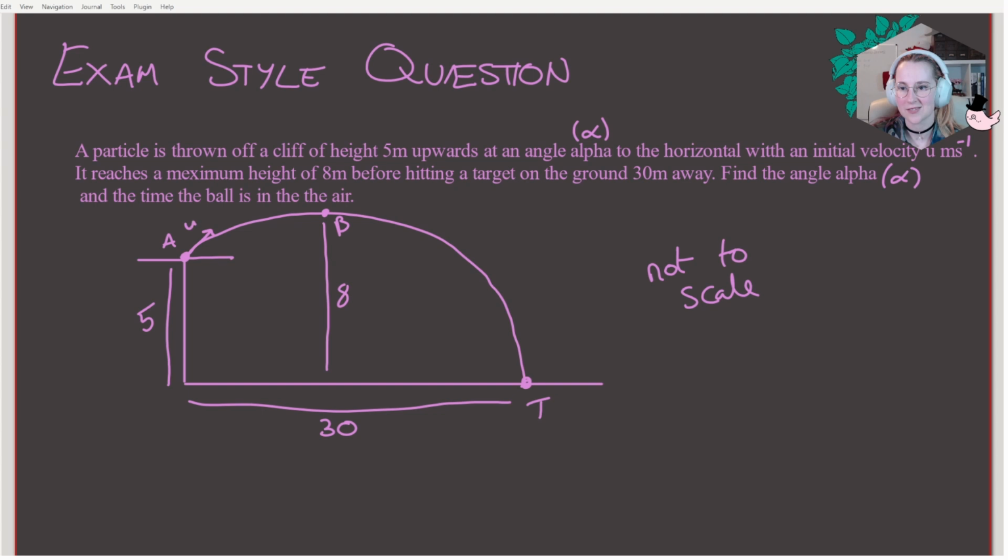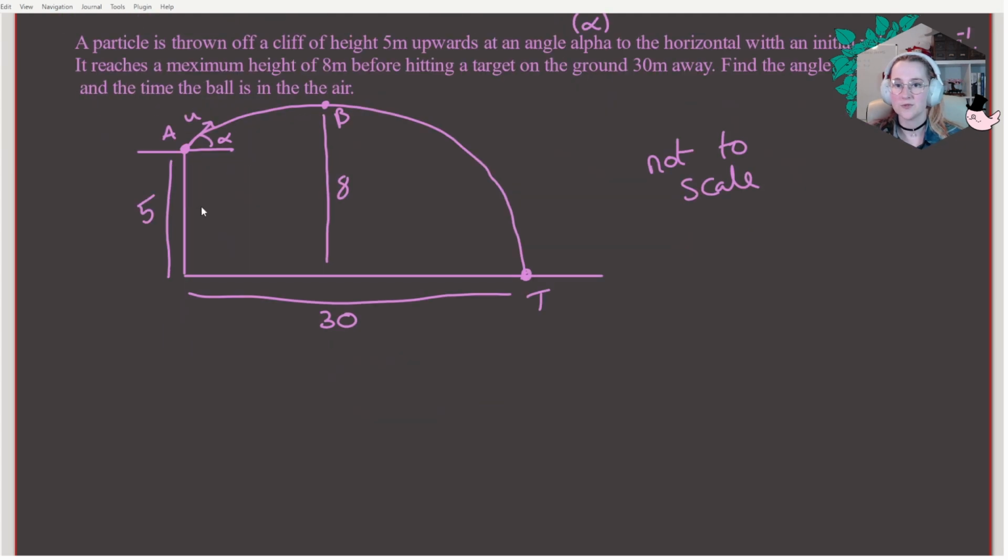And we also have some u and some alpha there. So things that will be useful in this are our equations. So v is u plus at, s is ut plus half at squared.